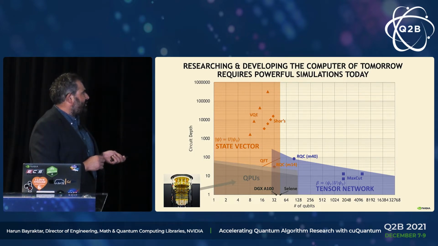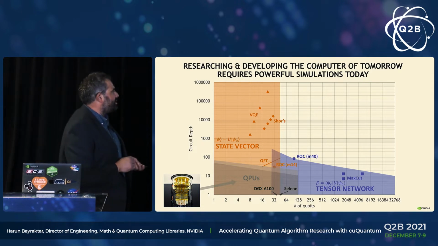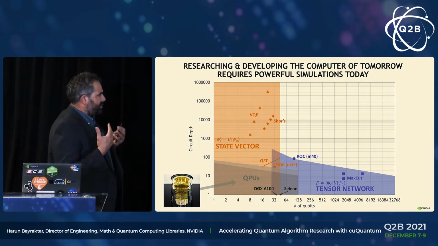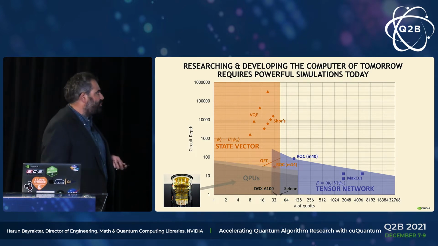Given the error rates and number of qubit limitations on actual QPUs, which again, this picture is not 100% accurate, especially on the y-axis. The 127 is the latest IBM Eagle. You can see that for error-corrected, fault-tolerant logical programming of quantum computers using tensor networks or state vectors, you can build algorithms and do that research and development today.